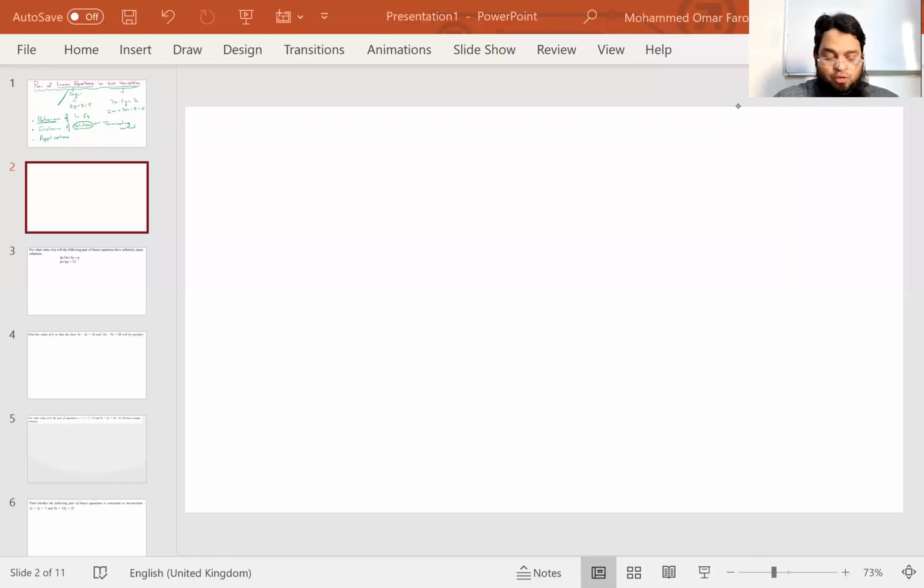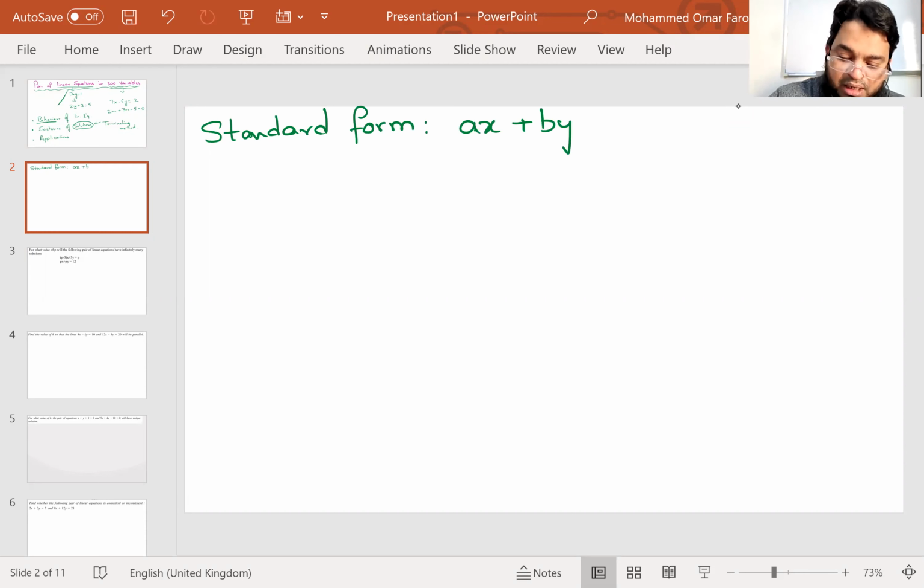Yes, we know that the standard form of a linear equation in two variables is ax plus by plus c equals 0. In place of x and y, you can also use anything, but in this chapter, let us use x and y as the variables. Where a and b are the coefficients of x and y respectively, and c is a constant.